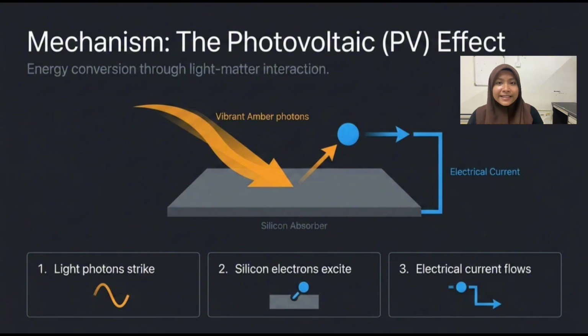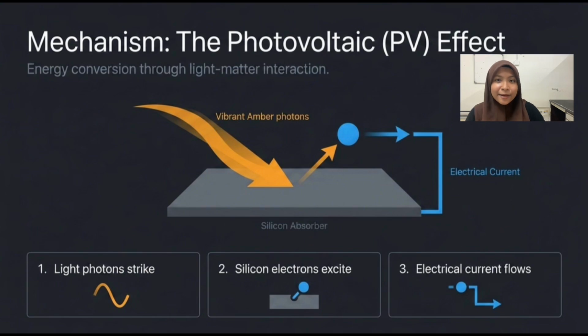The first step begins when light photons from the sun strike the surface of the solar panel. Photons are tiny packets of energy carried by sunlight. When these photons reach the silicon absorber layer, they transfer their energy to the silicon atoms.